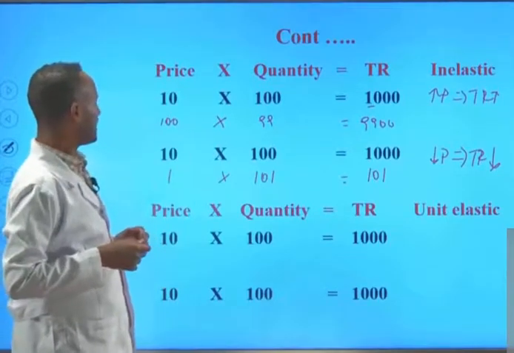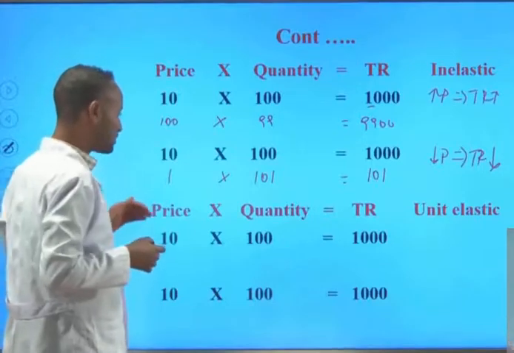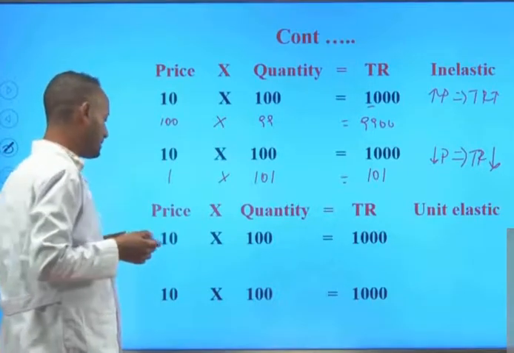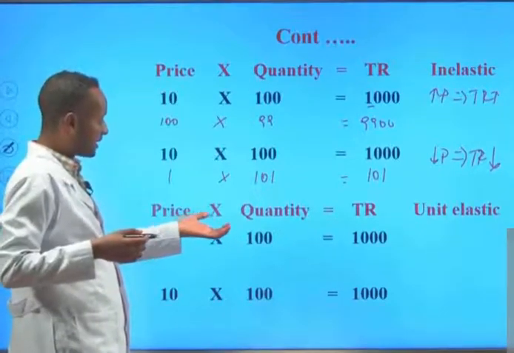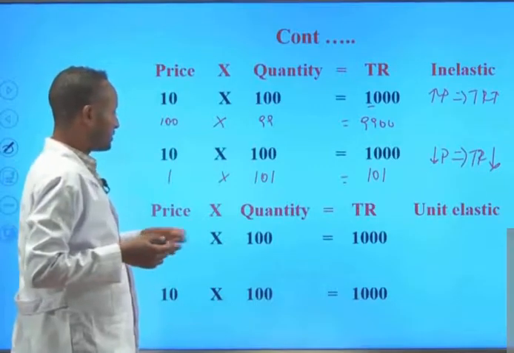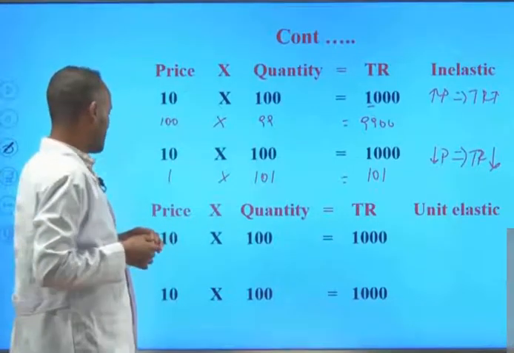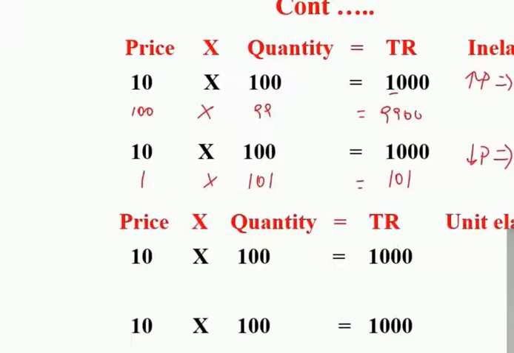Finally, let's see when the buyer is unit elastic. That means there is a proportional change in price and quantity demanded. If the price of a kilogram of something is $10 and the firm sells 100 units, the total revenue is $1000. Now if the price is doubled, it was 10 and now it increased to 20. If the buyer is unit elastic, then the quantity demanded must be halved. That means it is 50.